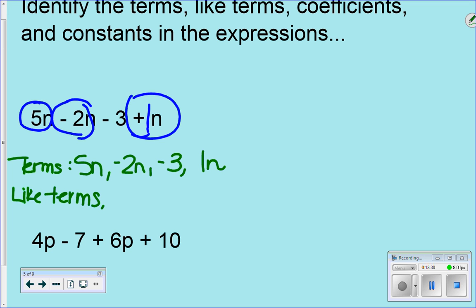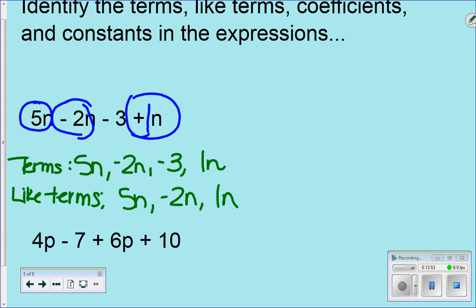Yep. See how I took that sign in front? I have to take that sign in front with it. Okay? It does mean minus, but it also can turn into a negative once in a while. So my like terms, what are the ones that are like up here? 5n, minus 2n, and 1n. Those are my like ones.